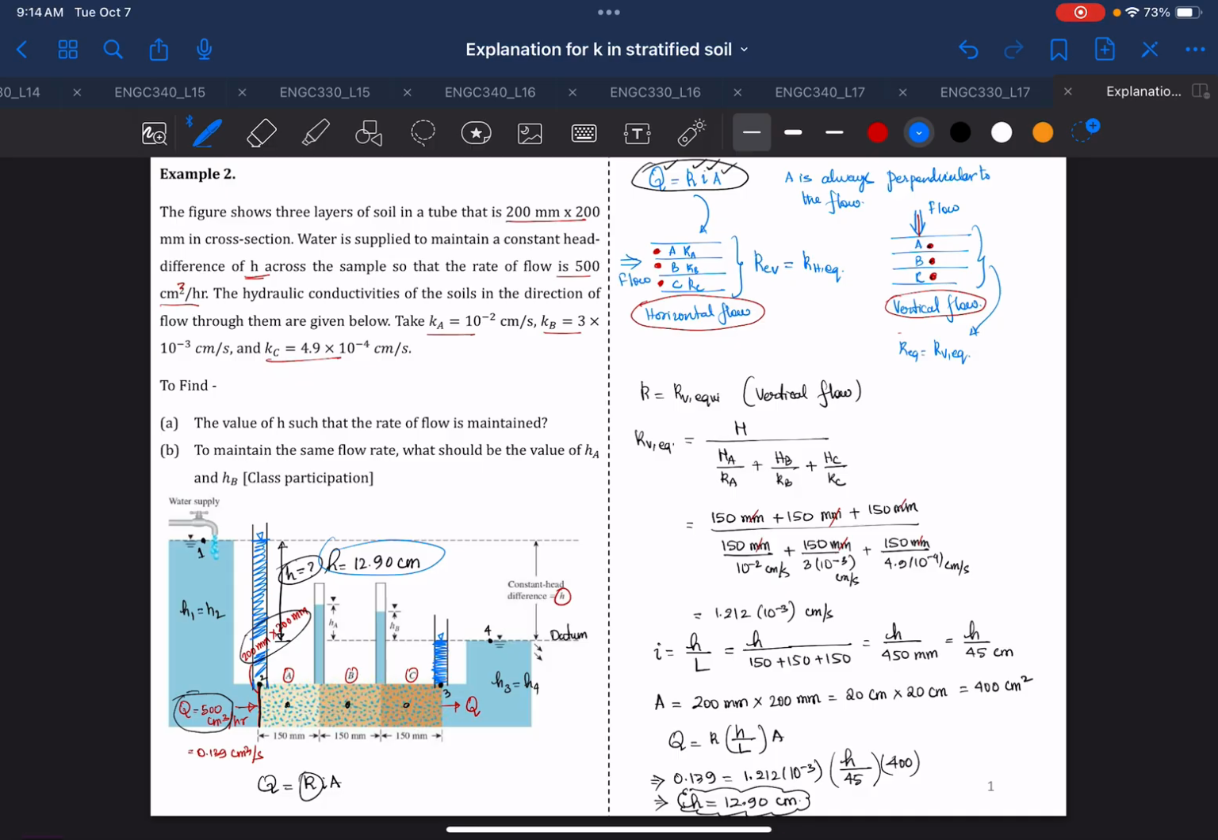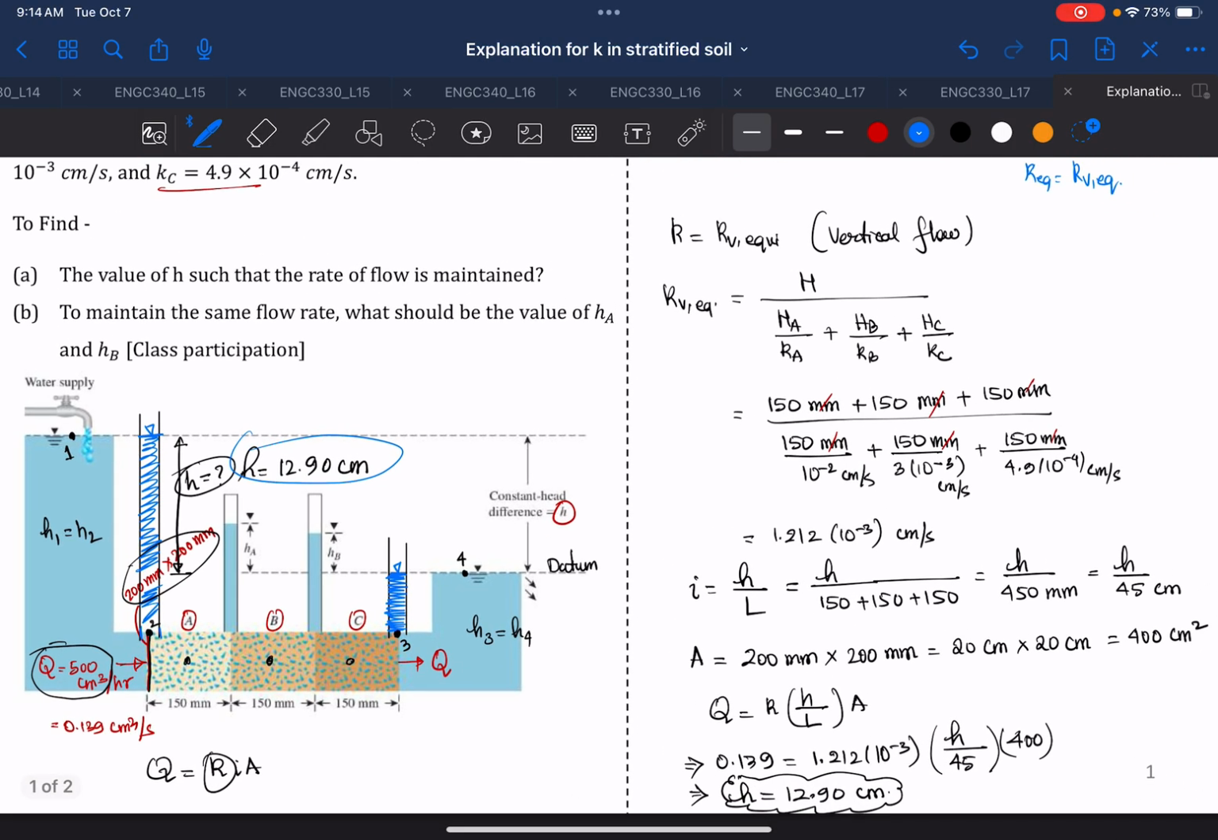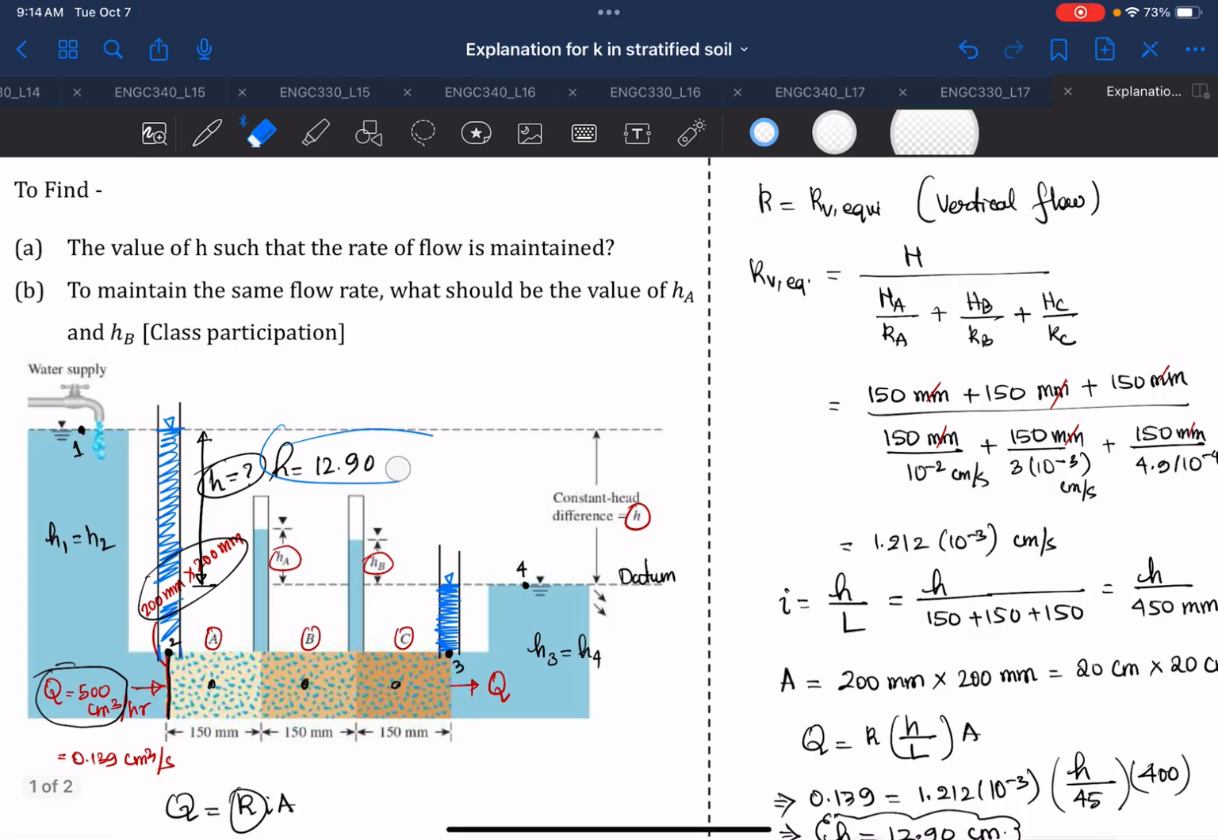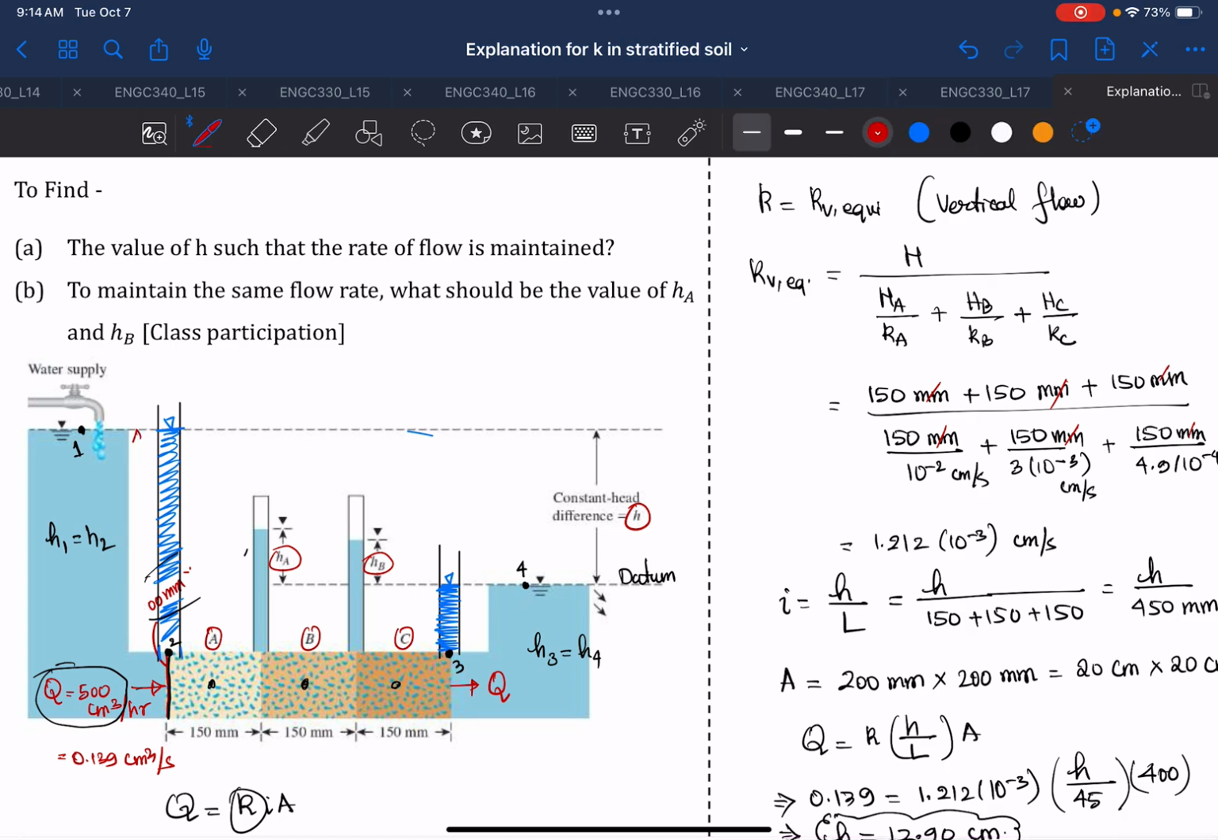Now the question here for part B says that to maintain the same flow rate, what should be the value of HA and HB? What it means is, what is this height HA from the datum, and what is the height of water that it will go for HB from the datum. So here, if I remove all this, we already know that this is 12.9 centimeter from the datum. So the question asks, what is this HA?